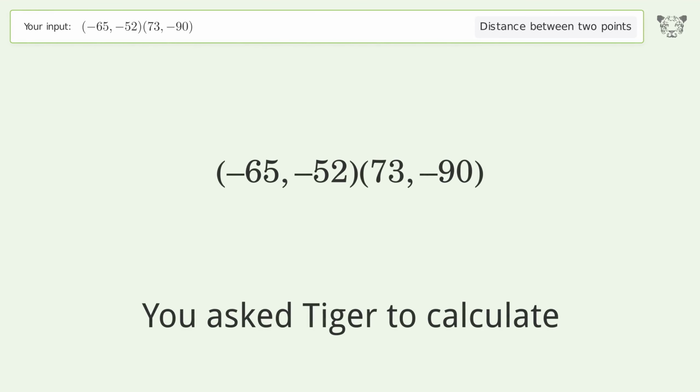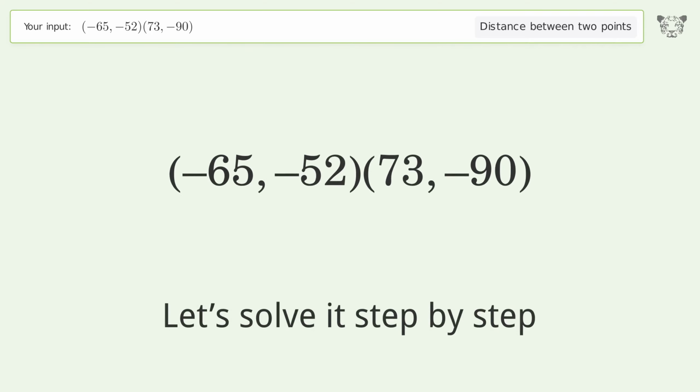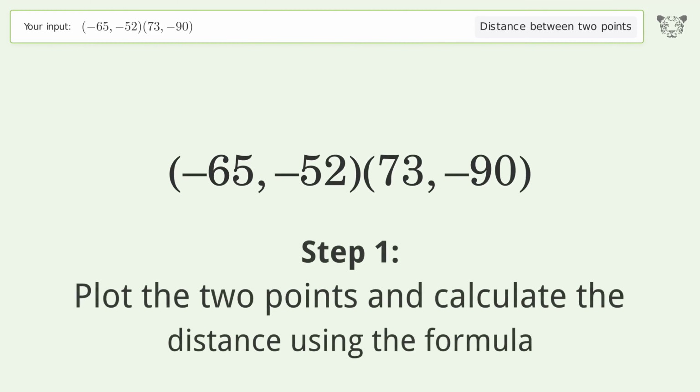You ask Tiger to calculate. This deals with the distance between 2 points. The distance between the 2 points is the square root of 20,488, or 143.136. Let's solve it step by step. Plot the 2 points and calculate the distance using the formula.